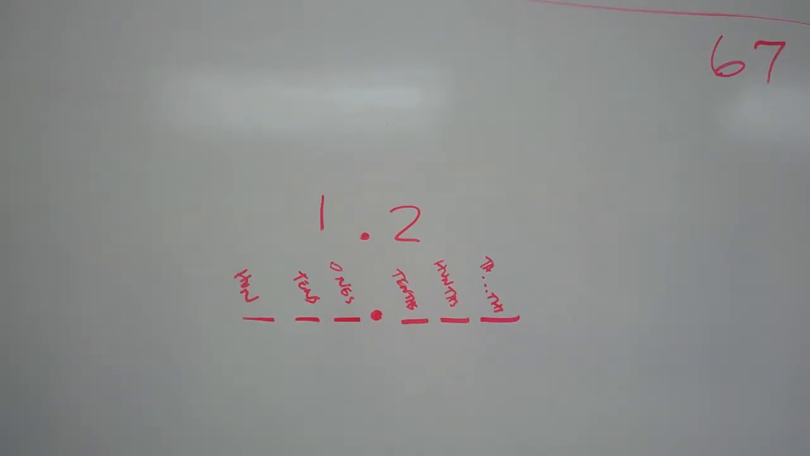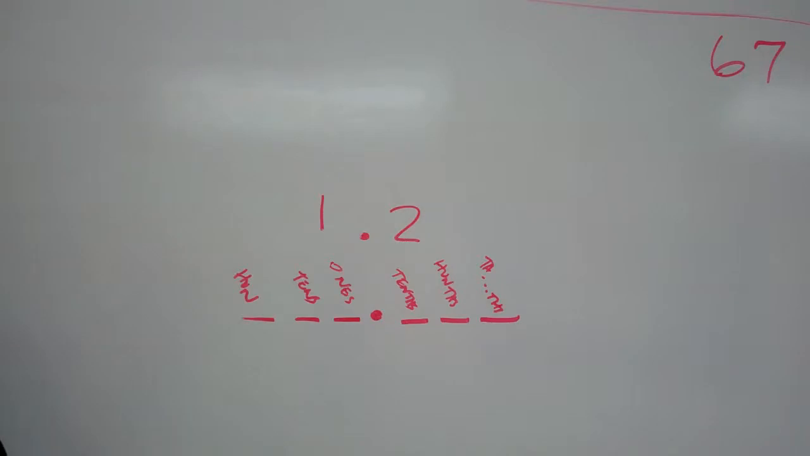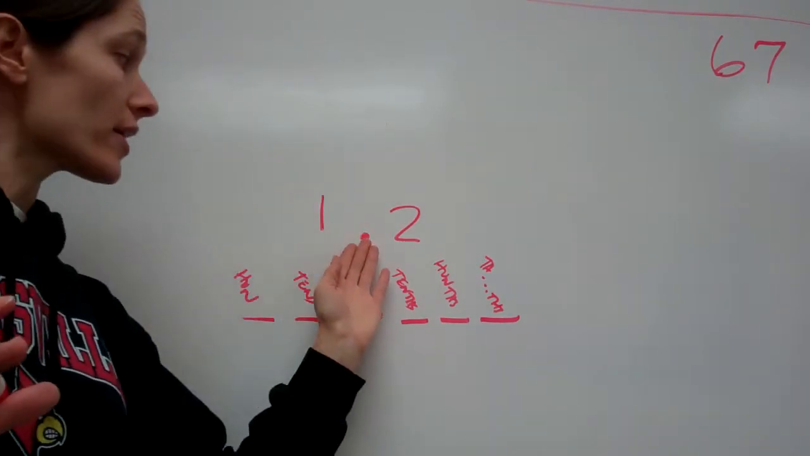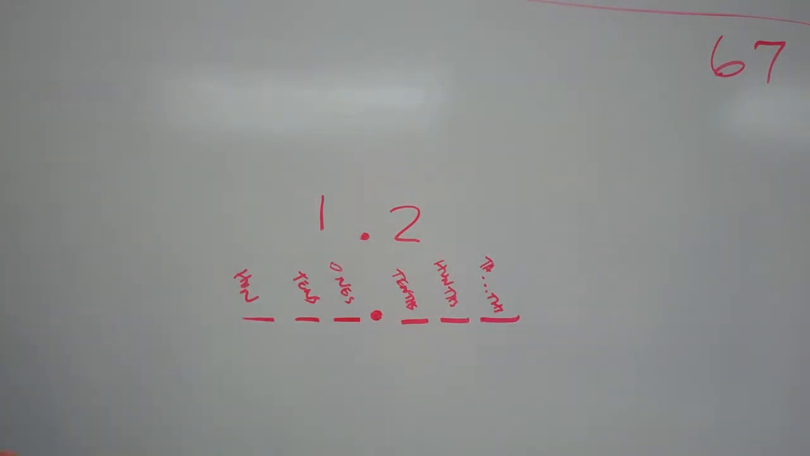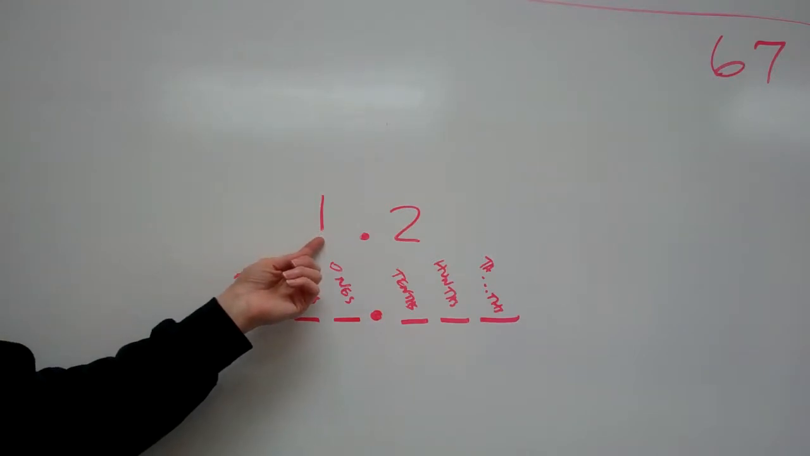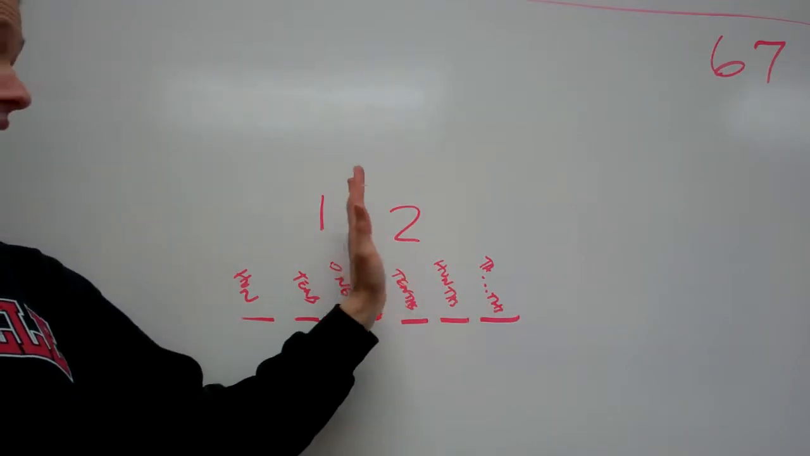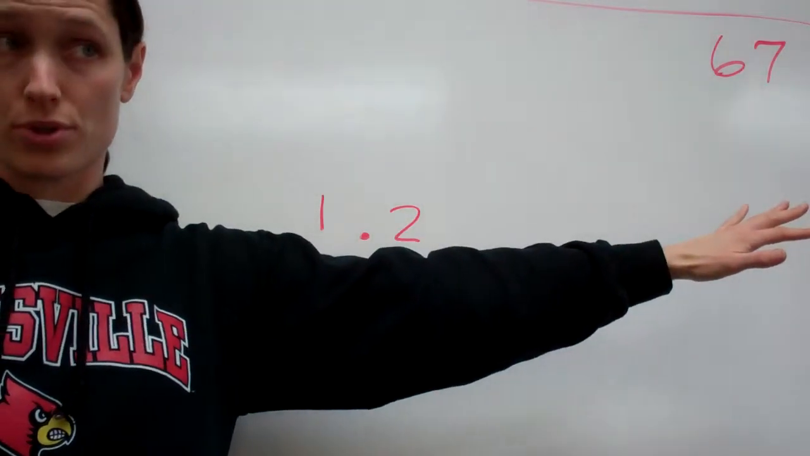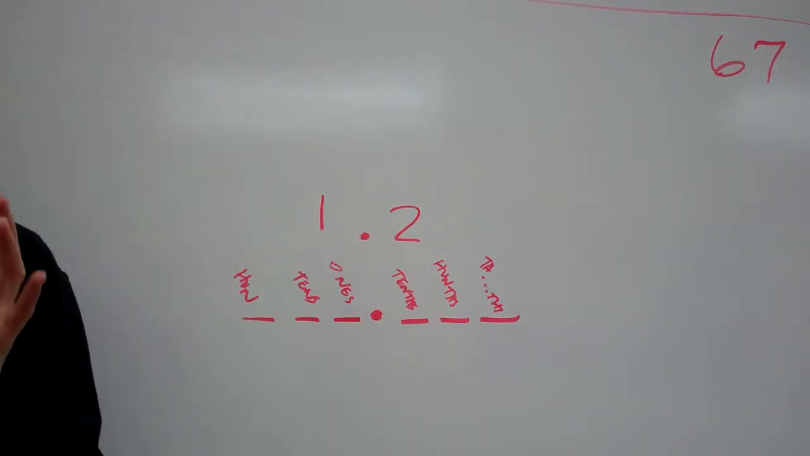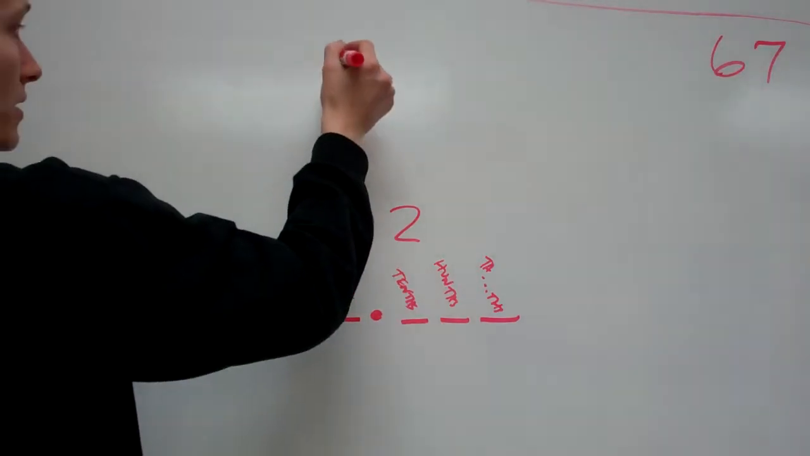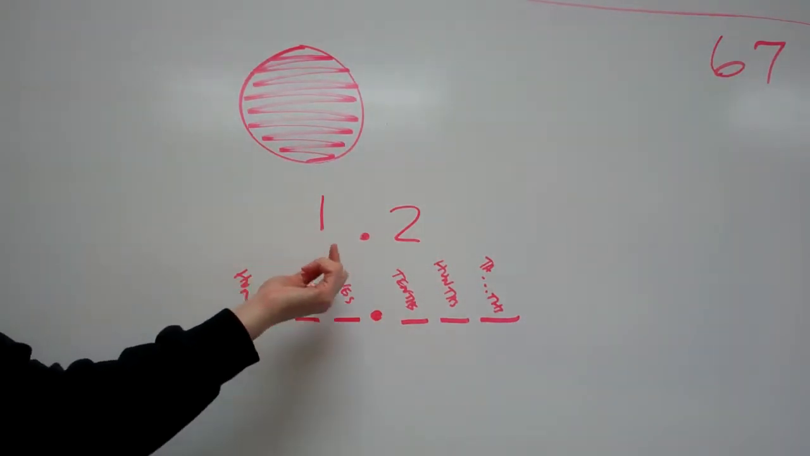So this number that's to the left of the decimal is my whole number. The number that is to the right of the decimal is called the decimal number. Everybody got it? So what's this one called? Whole number. Decimal number. Anything past the decimal is called the decimal numbers. Anything before the decimal is whole numbers. So if I were to draw this as a picture, I would have one whole. See my one whole?